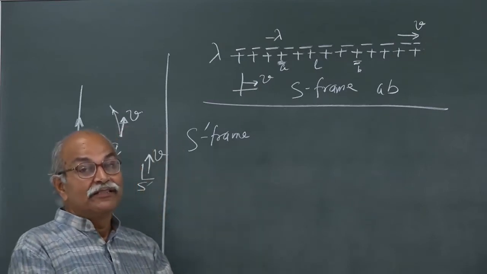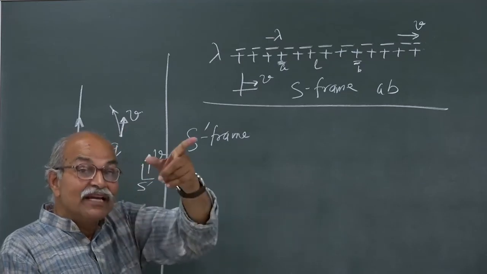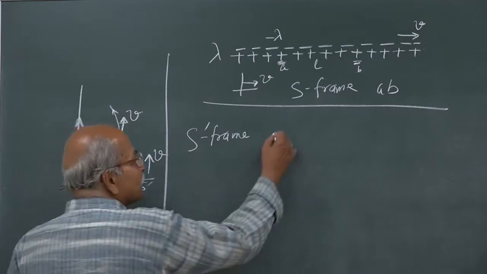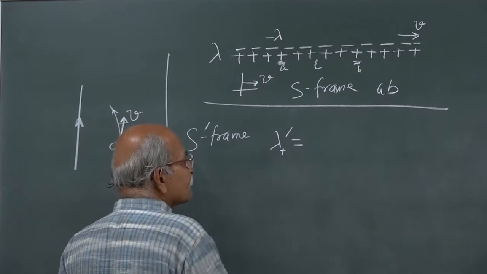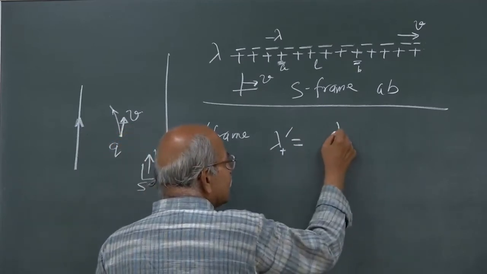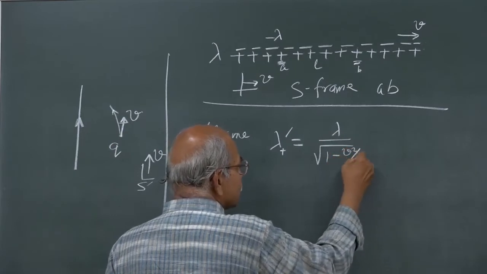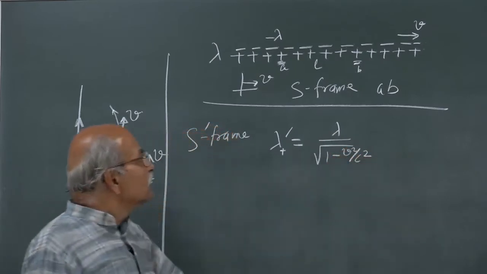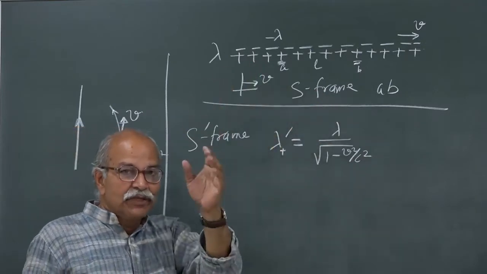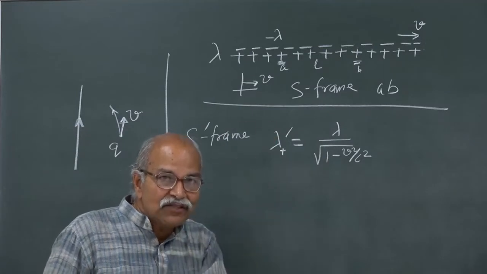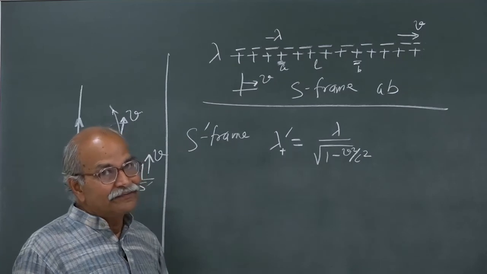So, what happened to lambda, the linear charge density? That increases by gamma. So, lambda plus prime will be lambda divided by square root of 1 minus v square by c square. The length has contracted, and linear charge density is charge divided by length, and the length has contracted. So, this has increased.